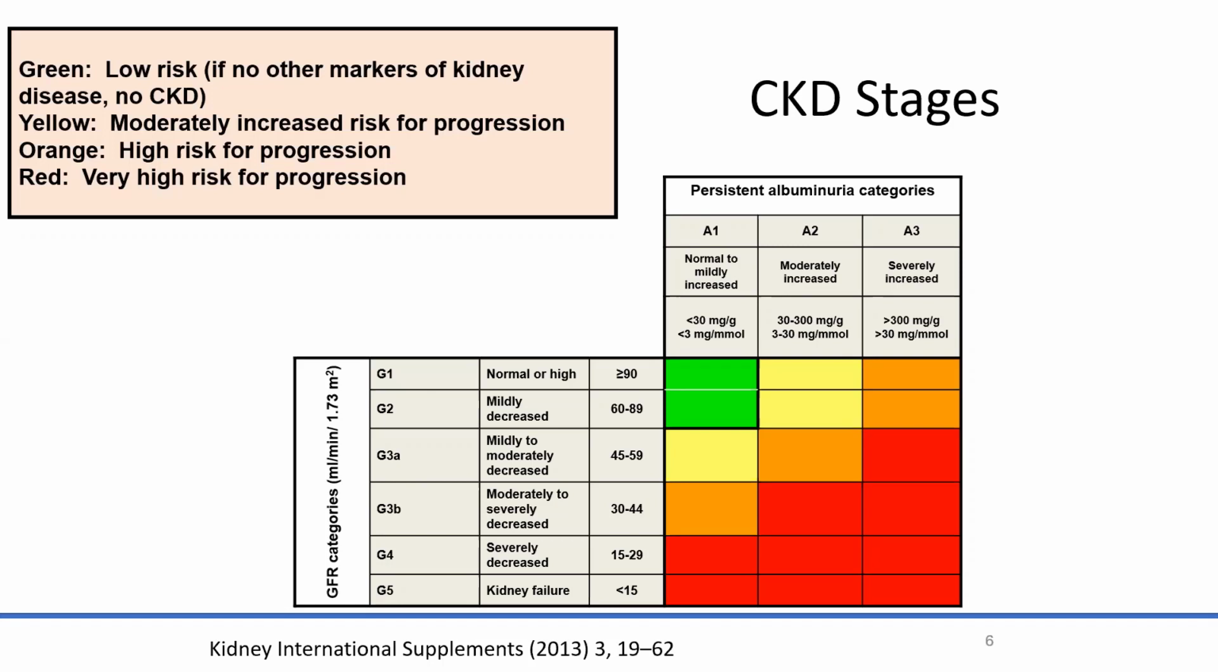So if you have stage 3B kidney disease, you have moderately to severely decreased kidney function, and the amount of protein in the urine will determine whether you're in these red boxes or in the orange boxes. The red boxes signify that you have a very high risk of progressing to end-stage kidney disease. But having said that, every individual person is different, and everyone responds to treatment differently. And so those are the types of things that you need to talk about with your healthcare practitioner.